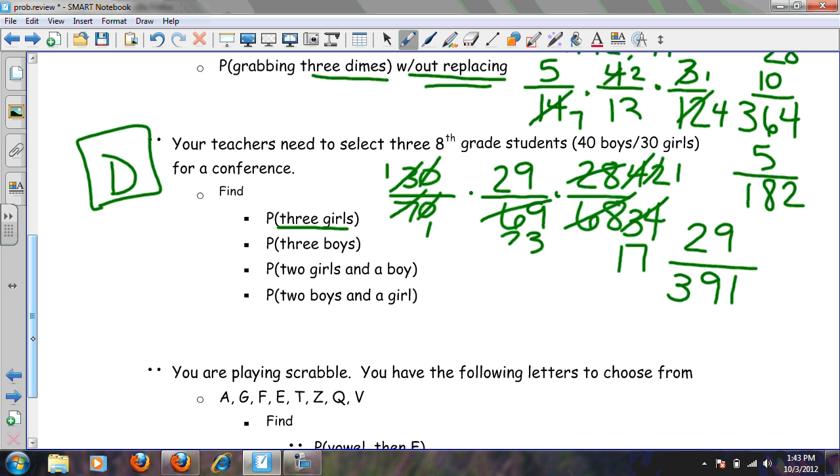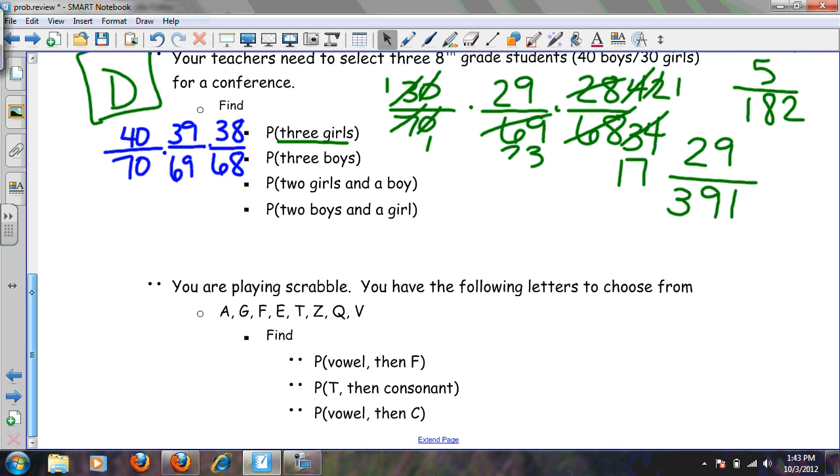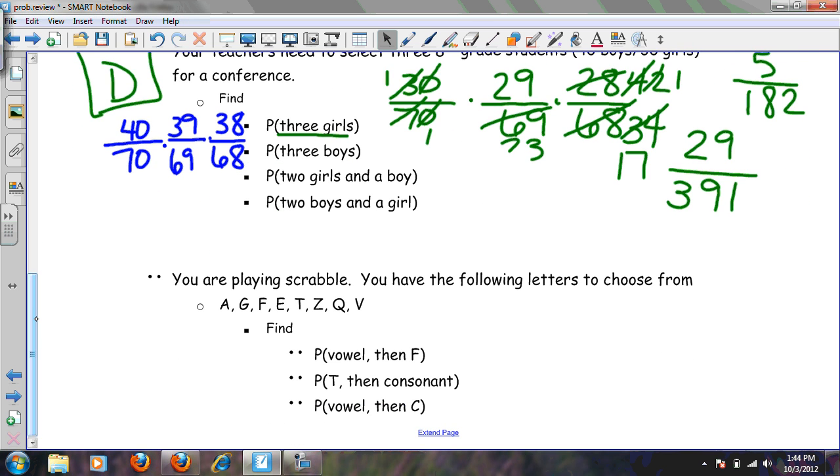What's the chance that I will select 3 boys? Well, how many boys are there? There's 40 boys out of 70. You've selected a boy, so now there's 39 out of 69. And I selected another boy, so now there's 38 out of 68. Now that I've helped you set these up, I'm going to have you work to finish the last 2.